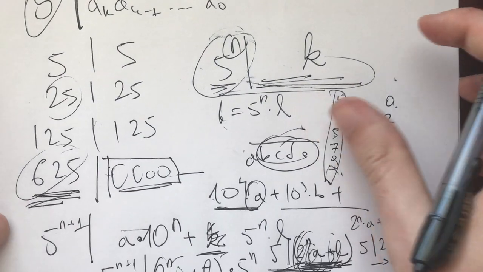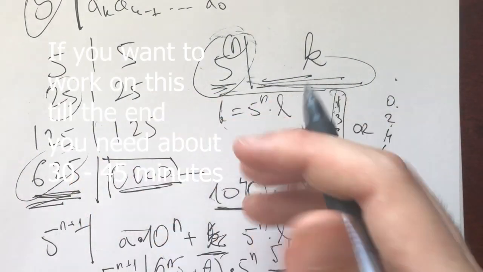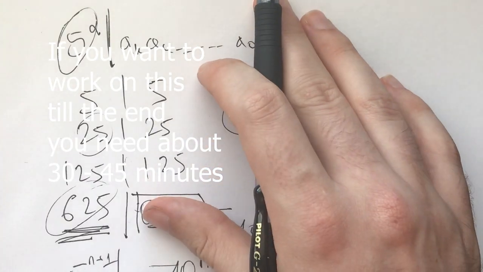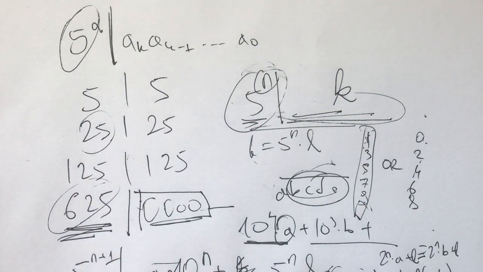And now with that, I invite you to pause for another 10-20 minutes and see if you can finish the case with 2 to the alpha times t and finish the problem. So here's the next case.